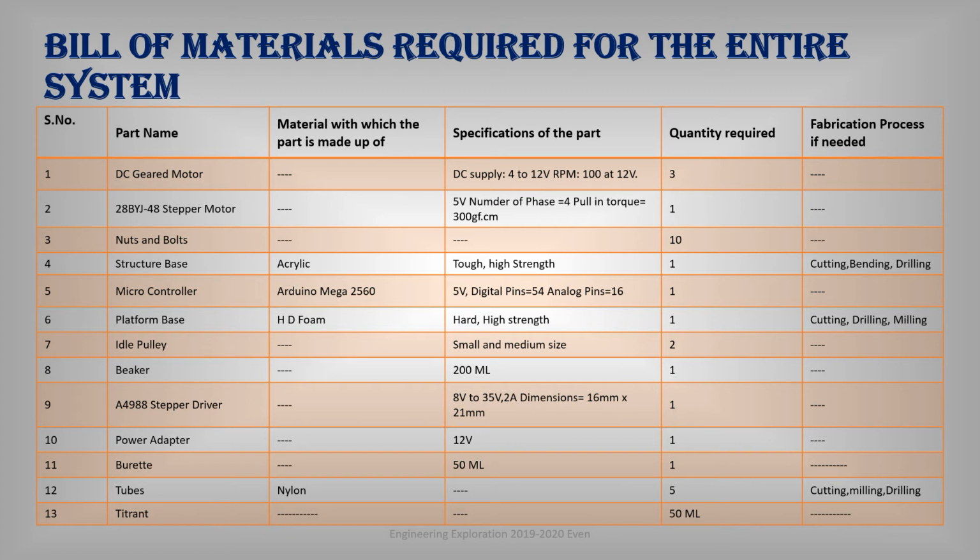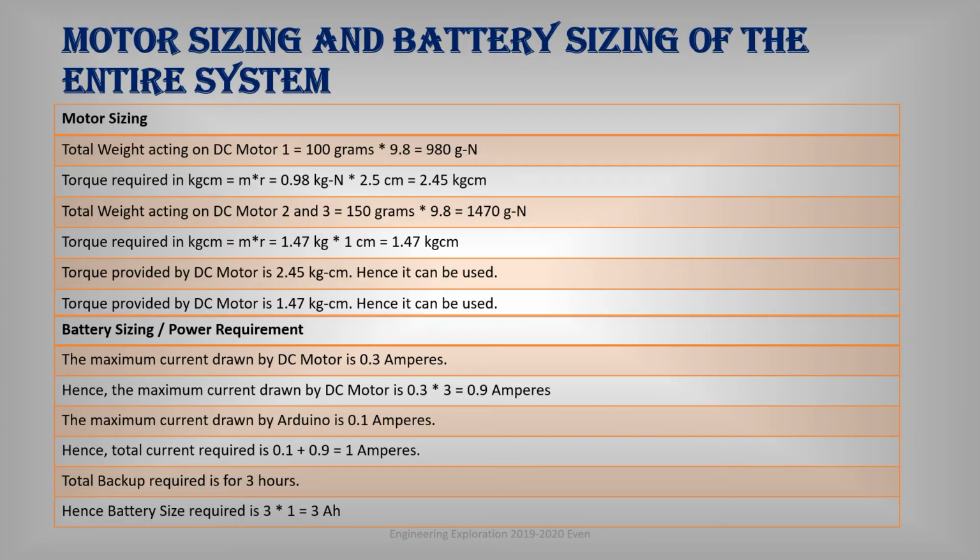We also need some cutting tools for cutting, bending, drilling, milling. Motor sizing and battery sizing. Motor sizing determines the torque that is acting on the DC motor, and also helps us select the type of DC motor, as well as the battery. So first, calculating the torque of the DC motor. The torque of the DC motor comes out to be 2.45 for DC motor 1 and 1.47 for DC motors 2 and 3.